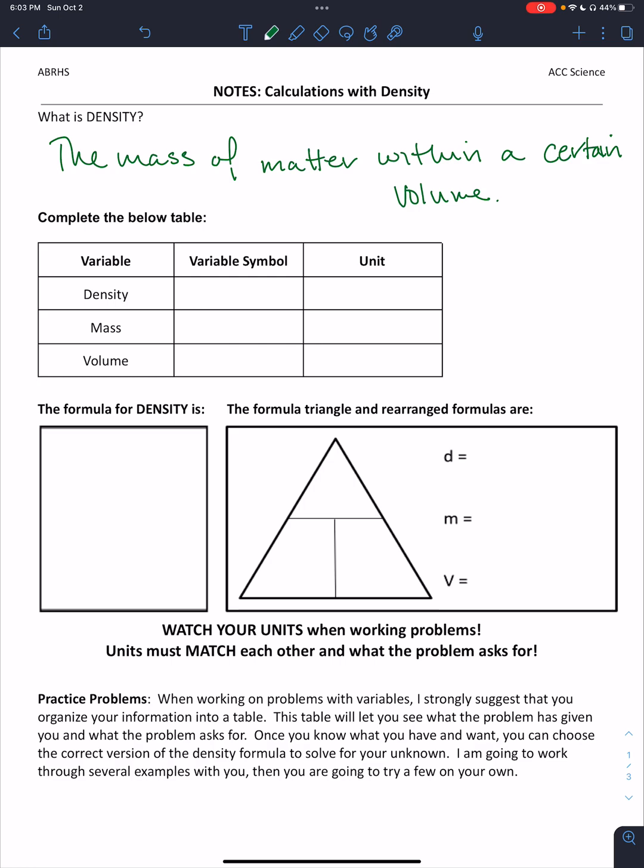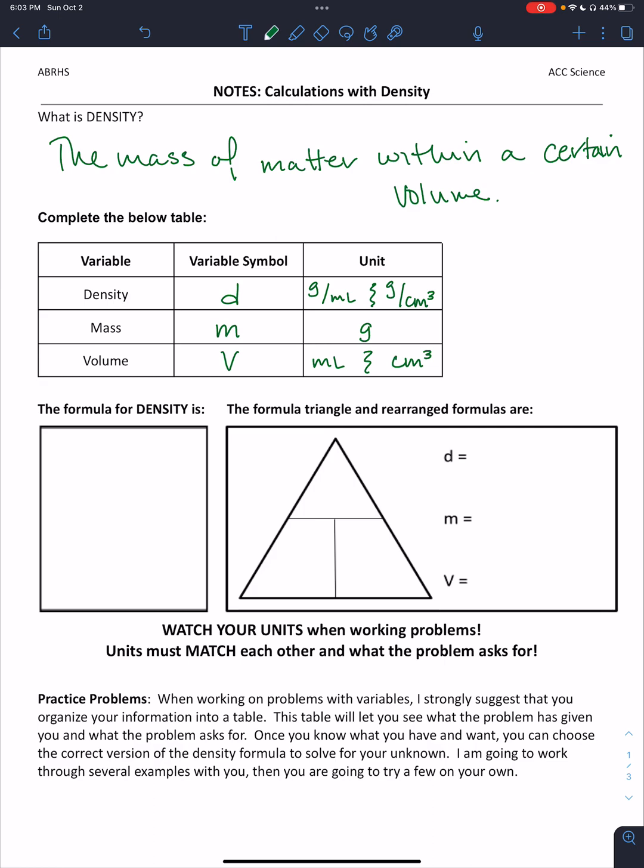All right, now for our table, we've got variables: density, mass, and volume. Each has a symbol. For density, the symbol is a lowercase d, and the units tend to be grams per milliliter, or sometimes grams per centimeter cubed. For mass, we use a lowercase m, and our unit is grams. And for volume, an uppercase V, and we have either milliliters or centimeters cubed. So those are the variables and units that we're going to see.